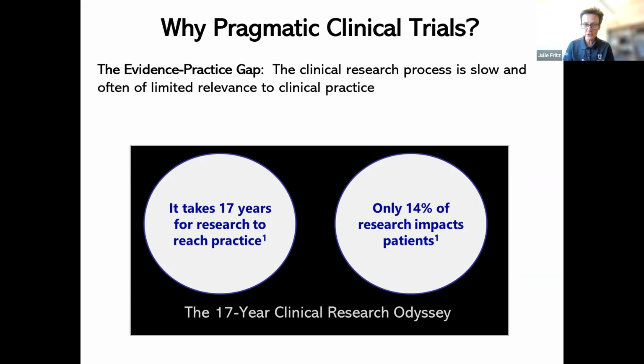So you may have heard these statistics about 17 years for 14% of research to impact patients. That's frankly not a very evidence-based statement, but it makes a point that really is true in terms of a slow and inconsistent process of bringing research discoveries into practice. So pragmatic trials hold out some hope that gap can be narrowed by going to the settings where clinical care occurs.